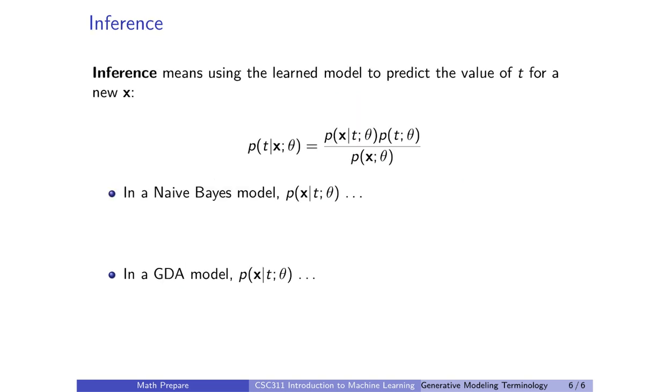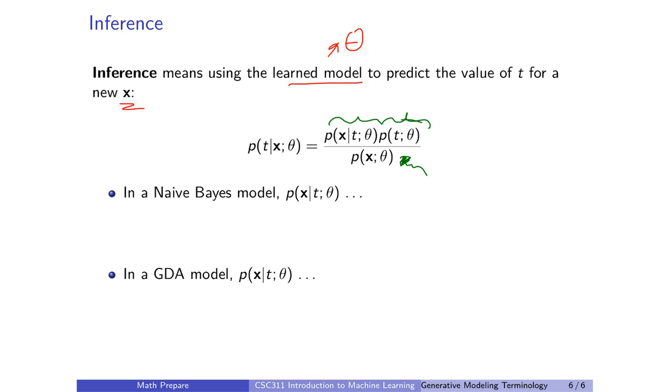Now, inference means using the learned model, using the theta that we chose, to make predictions for some new x. We will do this by using Bayes rule. So we have this quantity and this quantity from the previous slide, that's the joint distribution. I also have my marginal distribution, which I can either compute or ignore if all I'm doing is making predictions, since I don't care about the actual probabilities.